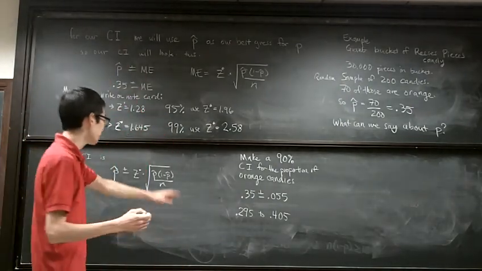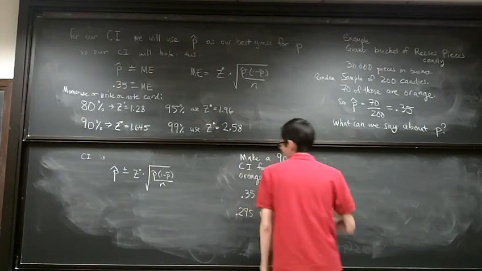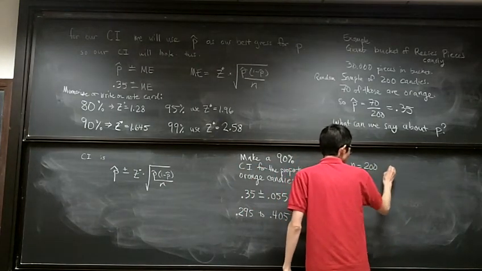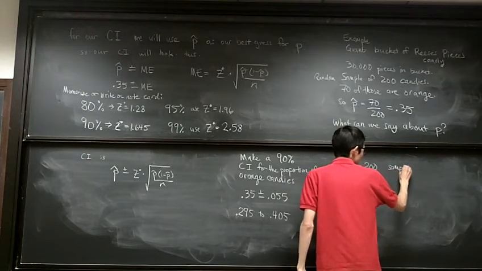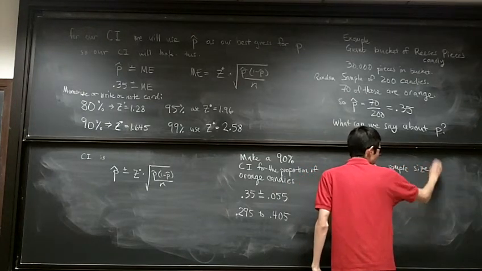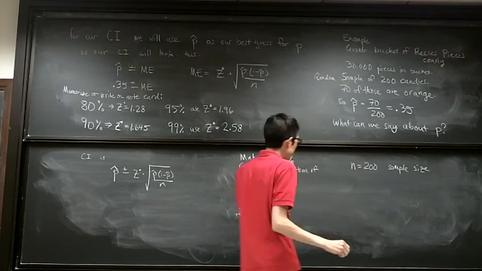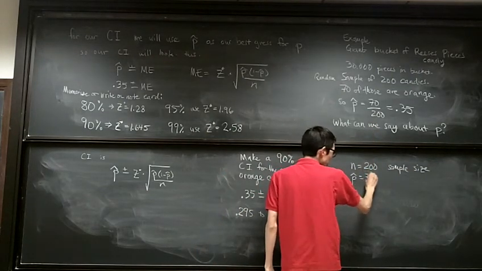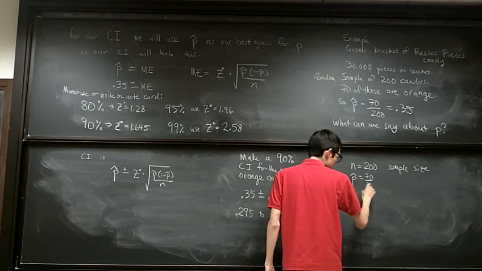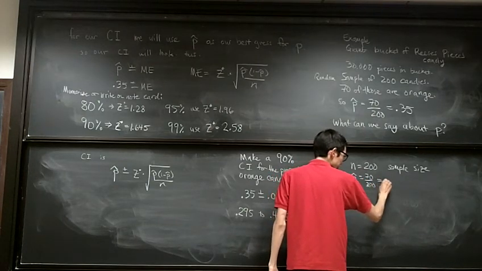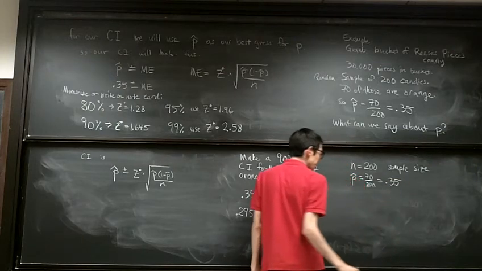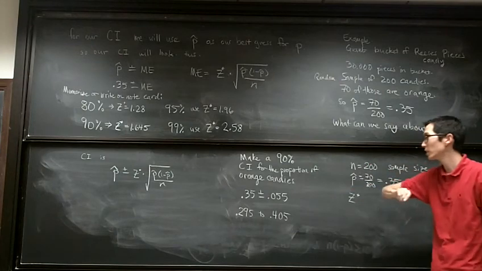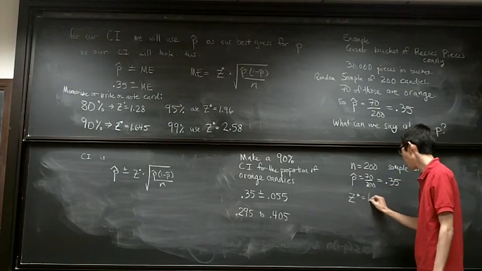Okay. All right. Let's go over this. So we have n is equal to 200. This is our sample size. All right. Don't mess this up. This will mess up everything else. P hat we determined was 70 over 200 or 0.35. P hat is 0.35. And what is the Z star I'm using for 90% confidence interval? 1.645. Great.